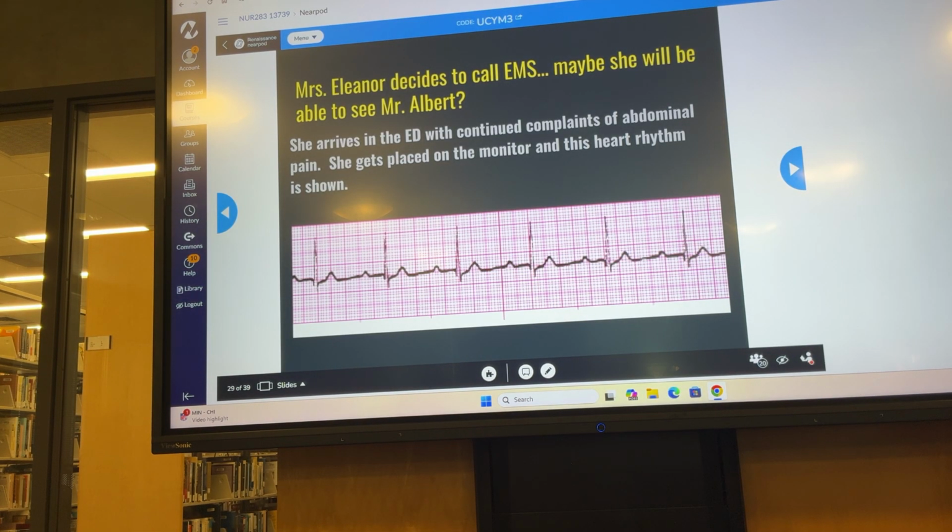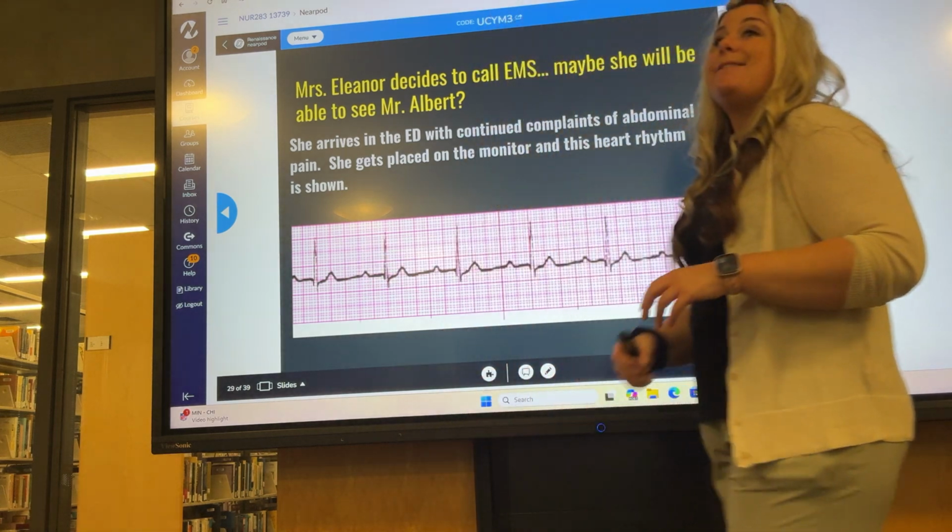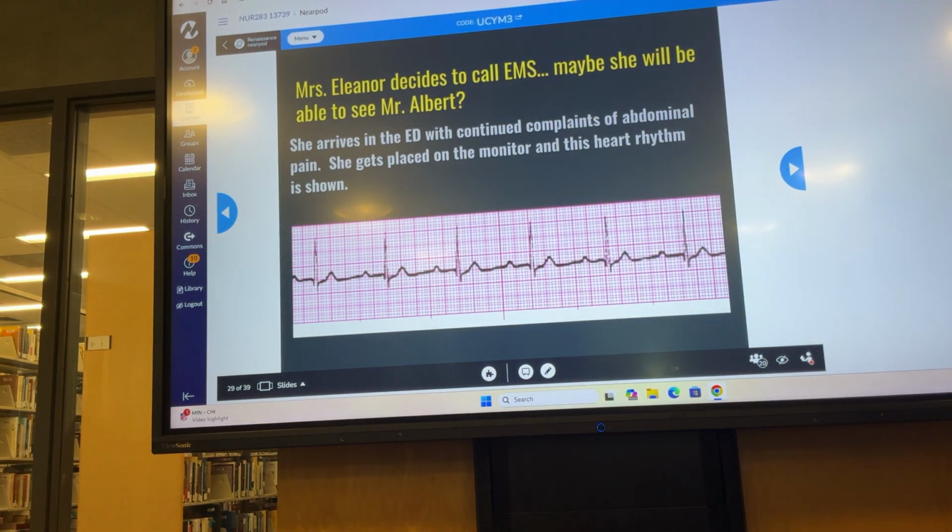Yes, so we have a very elongated PR interval. What kind of rhythm is that? First degree. Okay, first degree heart block. Okay, what's my rate? 1, 2, 3, 4, 5, 6. So first degree heart block, rate of 60.